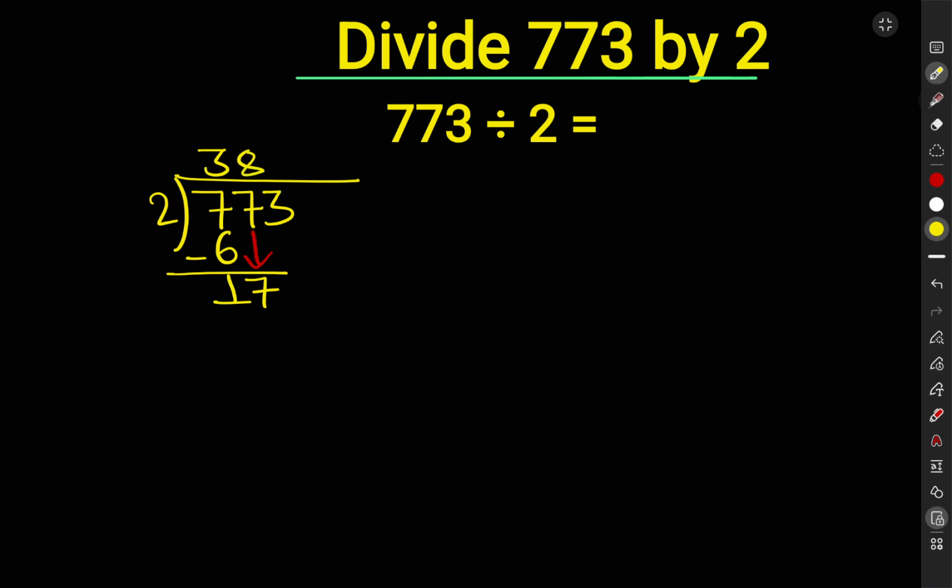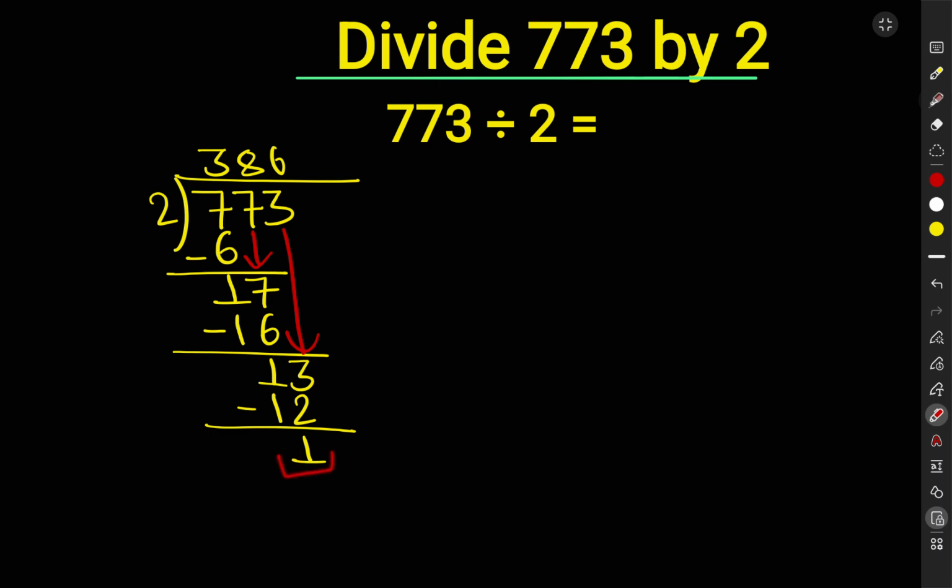So 2 times 8 is 16. On subtracting we get 1. So now again we put down this 3 and it is 13. So 2 times 6 is 12. On subtracting we get 1.